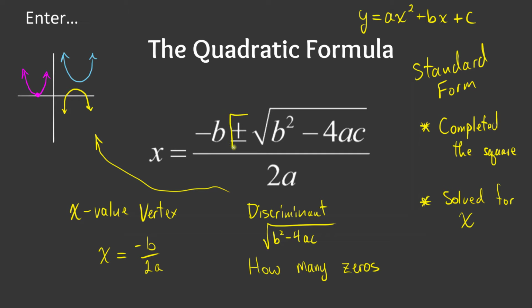And it's that plus and minus that gives us the 2 zeros. One by adding a certain value, and one by subtracting a certain value. Okay, so that's a lot of information. There's a lot of letters being flown around here.